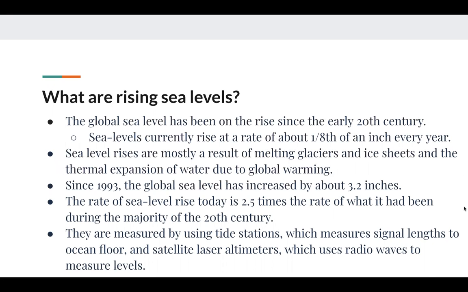What are rising sea levels? The global sea level has been on the rise since the early 20th century, or the beginning of the 1900s. Sea levels currently rise at a rate of about 1/8 of an inch every year. Sea level rises are mostly a result of melting glaciers and ice sheets and the thermal expansion of water due to global warming. So this basically means that glaciers are melting because temperature is getting warmer.